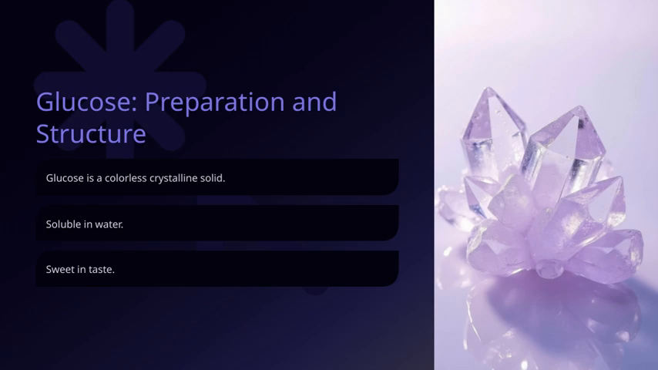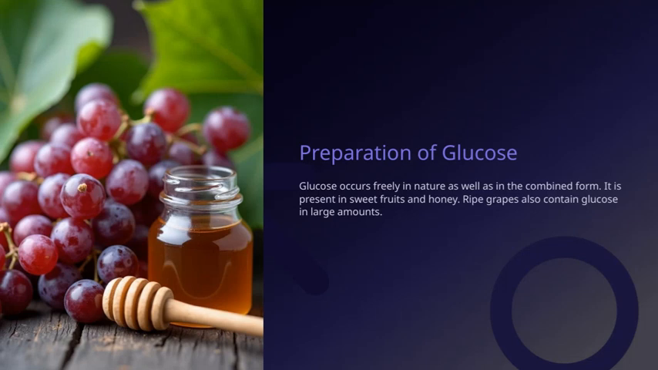Now, moving on, we'll explore how glucose is prepared and its specific structural features, which are fundamental to understanding its role in energy metabolism and other biochemical pathways. Glucose occurs freely in nature as well as in combined forms. You can find it naturally in sweet fruits and honey, which makes it a common source of energy in our diet. Ripe grapes, for example, contain large amounts of glucose, giving them their sweet taste.